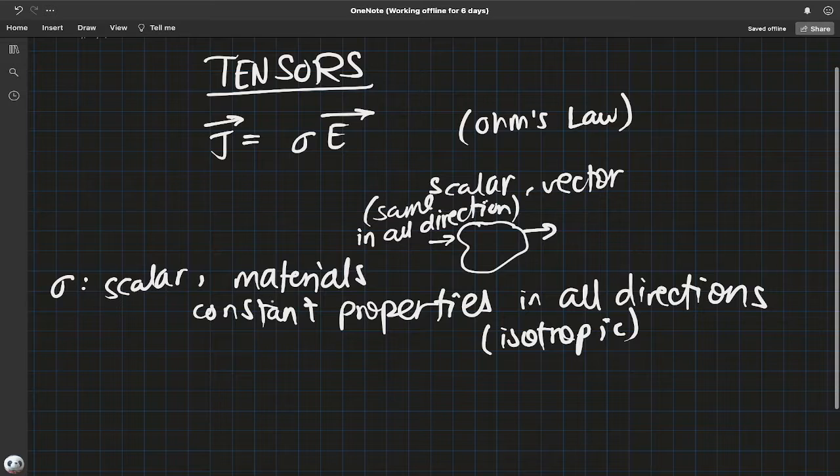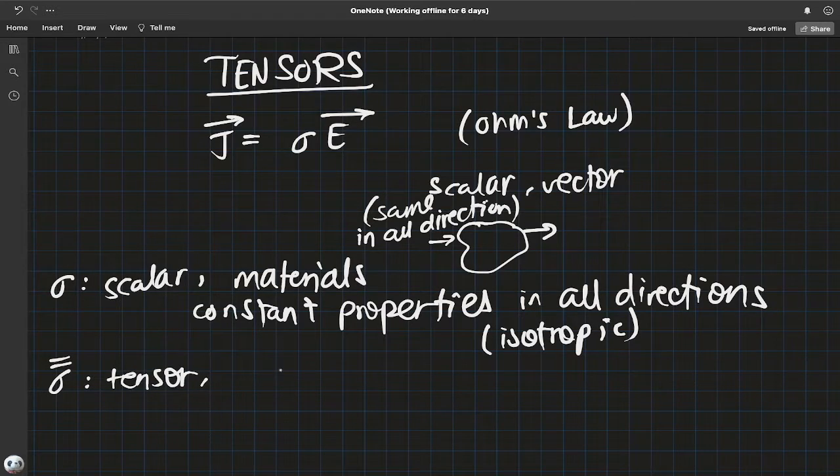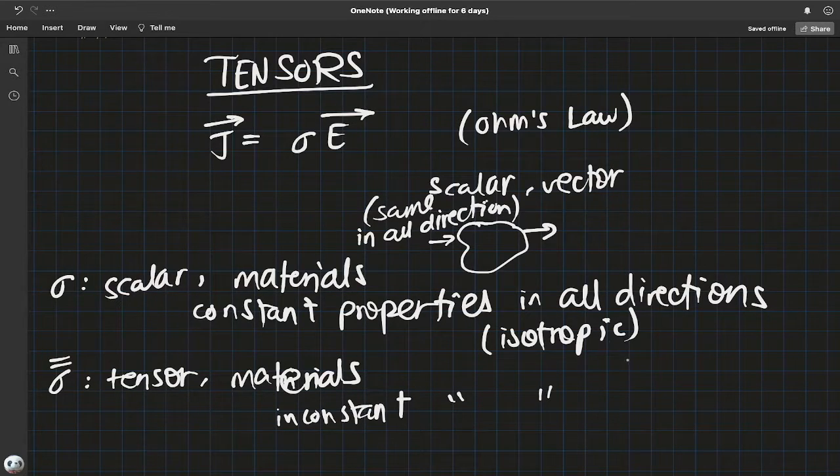If you take some crystals, for example, sigma is not constant. Sigma in this case is a tensor for materials that have inconstant properties in different directions. So these are called anisotropic media or materials.